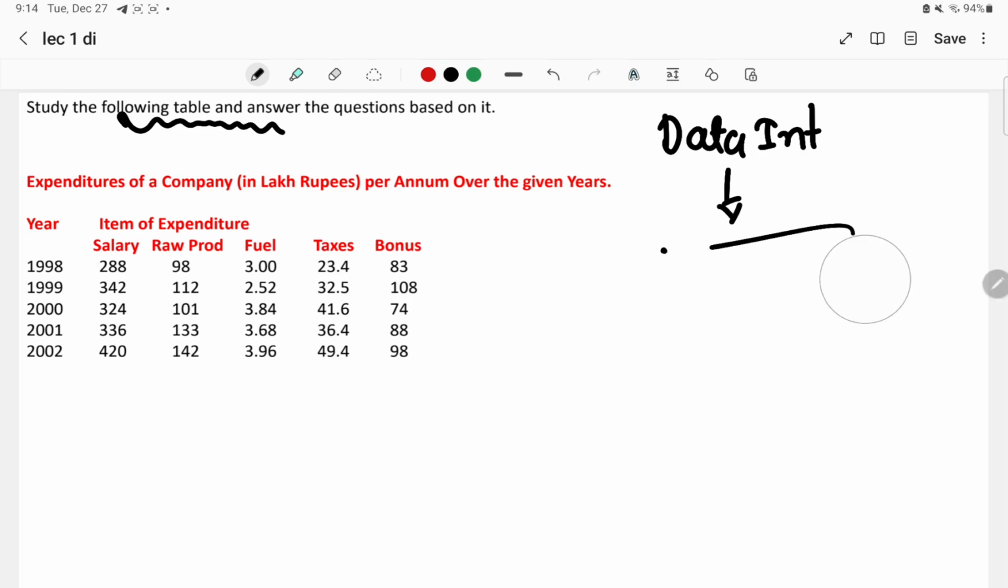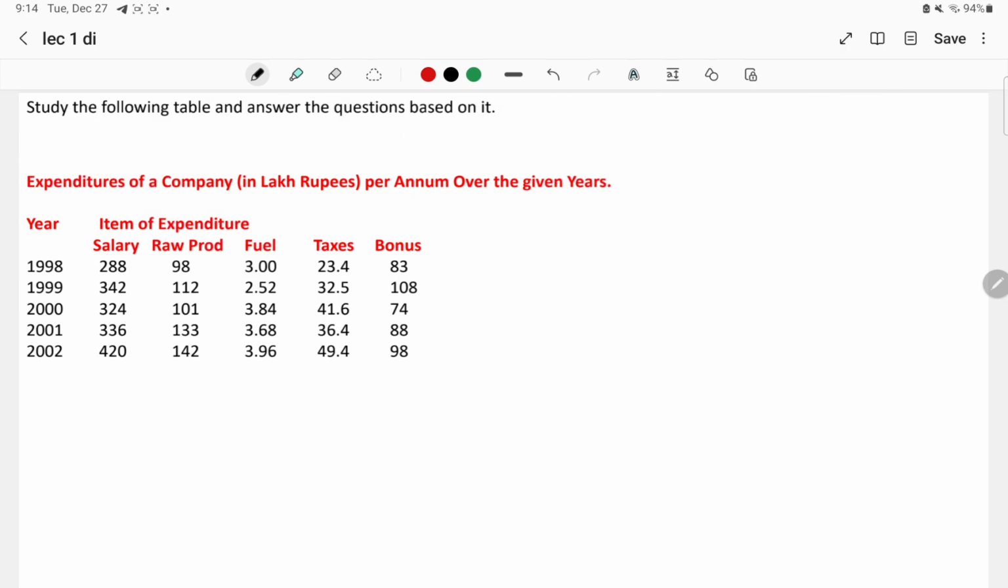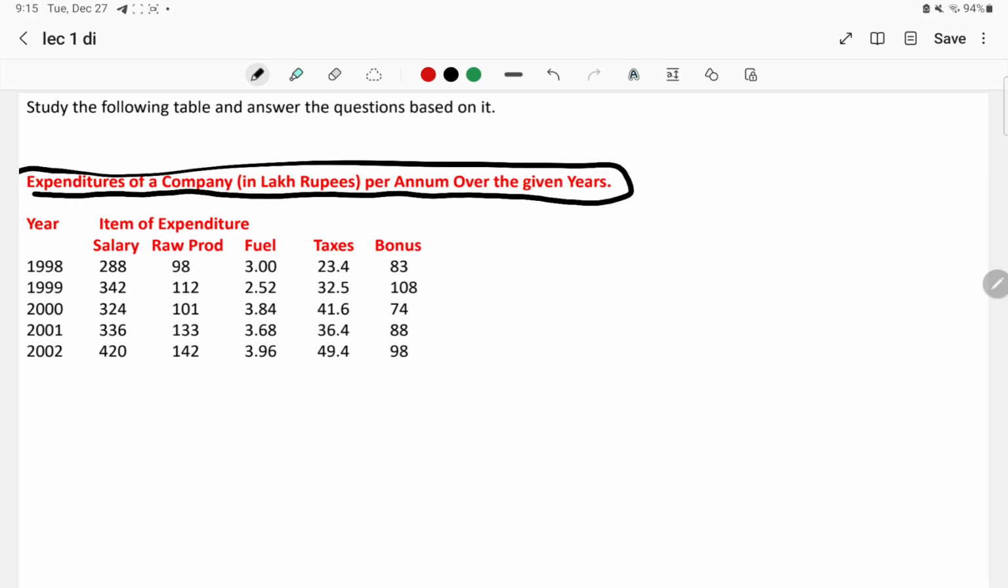Okay, the very first question given over here is, look here, expenditure of the company in lakh rupees per annum over the given years. We have to study the table, answer the question based on it. Basically this table should be given up like this.